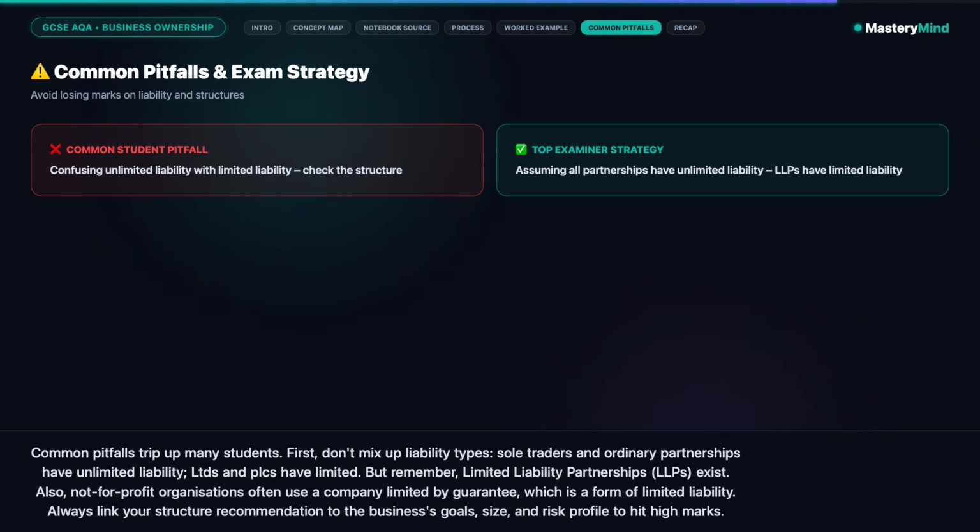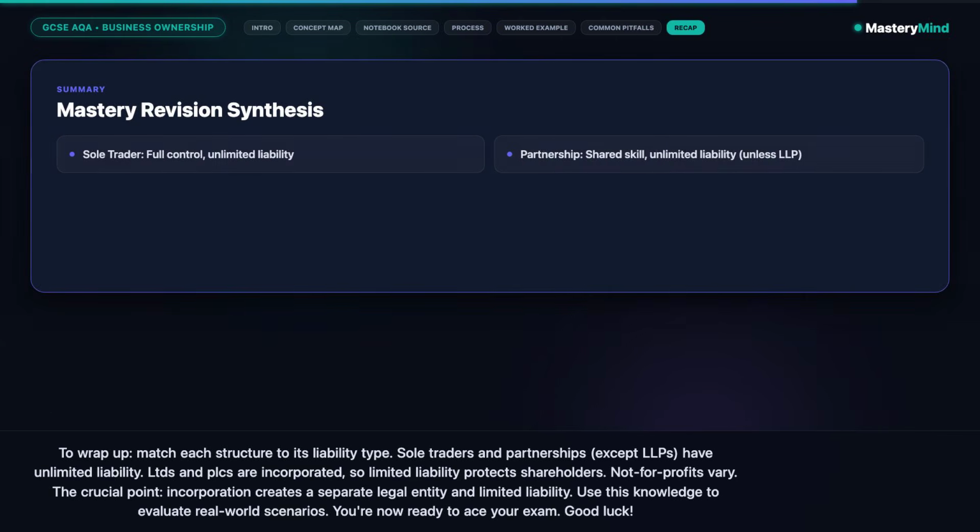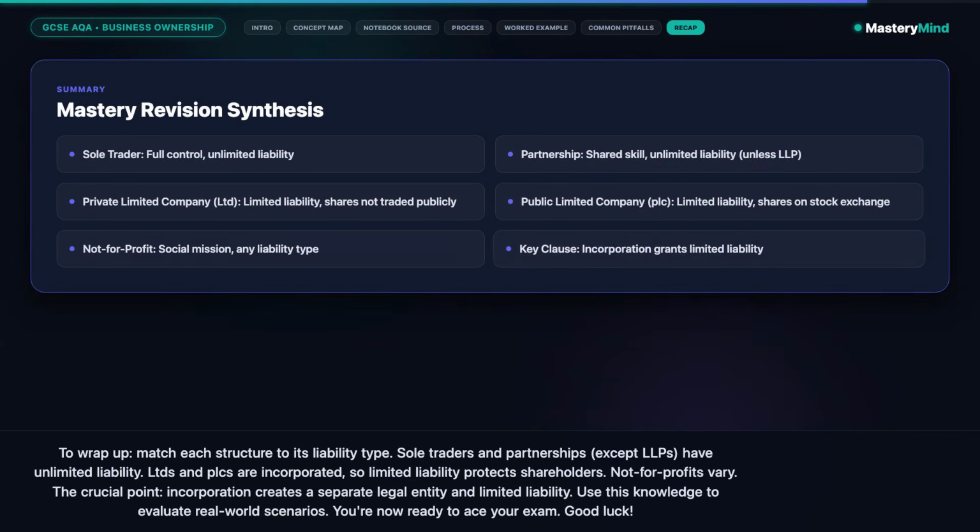To wrap up, match each structure to its liability type. Sole traders and partnerships, except LLPs, have unlimited liability. LTDs and PLCs are incorporated, so limited liability protects shareholders. Not-for-profits vary. The crucial point, incorporation creates a separate legal entity and limited liability. Use this knowledge to evaluate real-world scenarios. You're now ready to ace your exam.